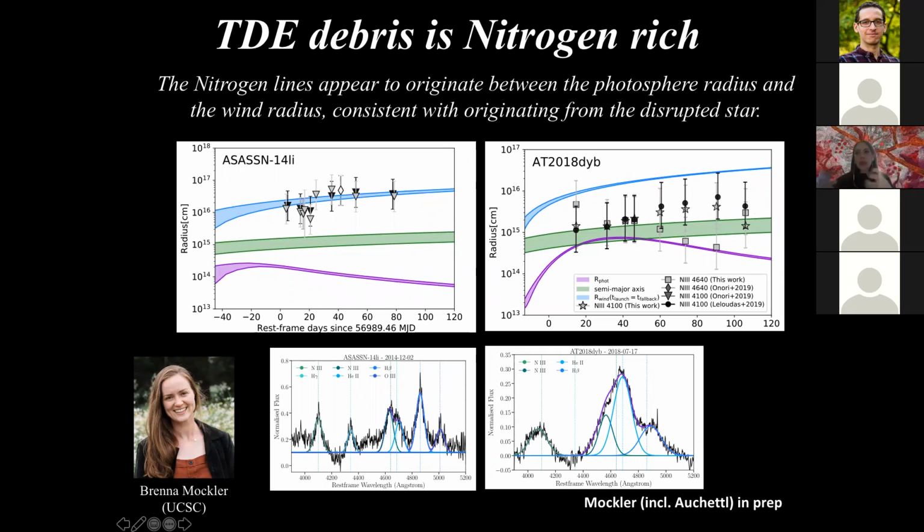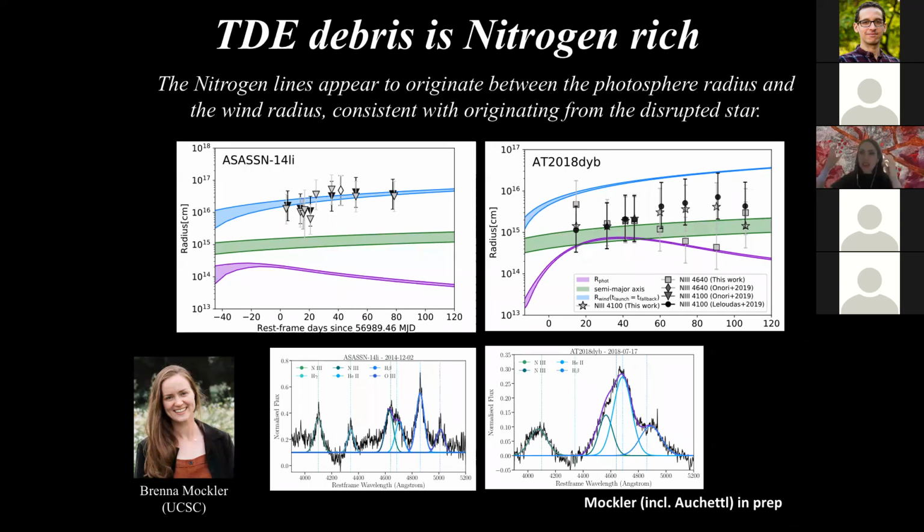And so once she had where this material is based on the optical spectrum, she compared this to the derived location that is expected for the debris from the disrupted star, as derived from the light curves, in order to show whether or not this emitting gas could actually originate from this undigested stellar matter as opposed to, say, pre-flaring material. And what she found is that the nitrogen lines appear to originate between the photosphere radius and the wind radius associated. So you might have a wind, like an outflow associated with your event, but you find that it's kind of in between this.